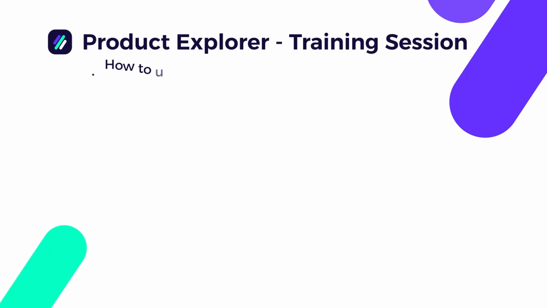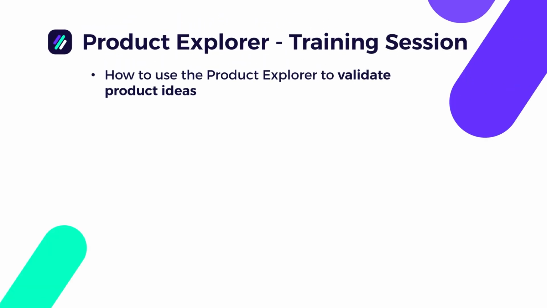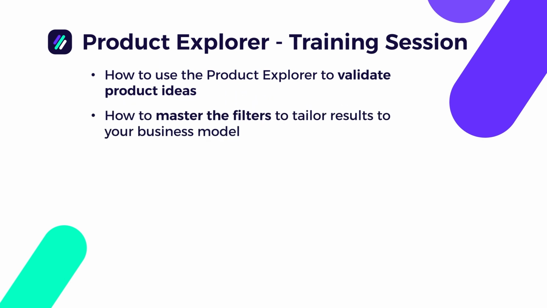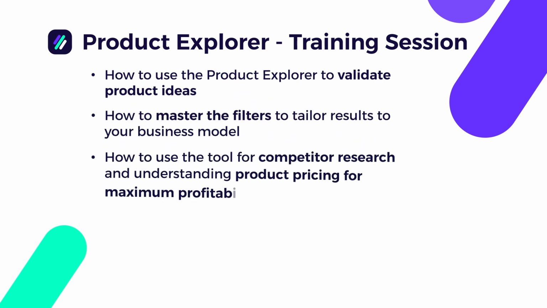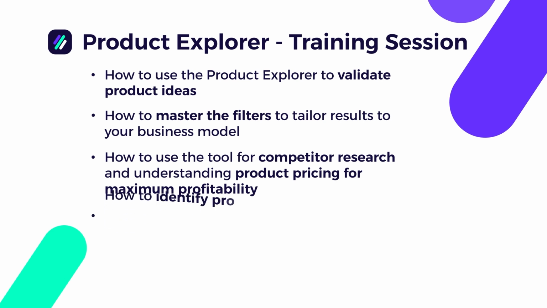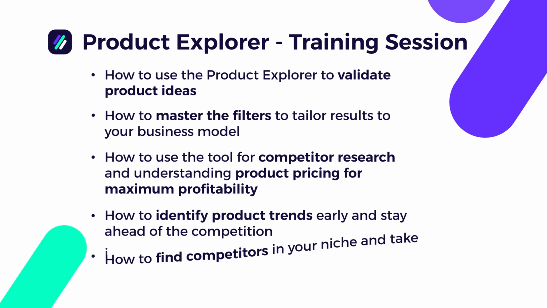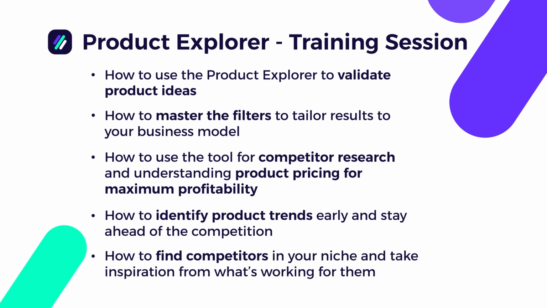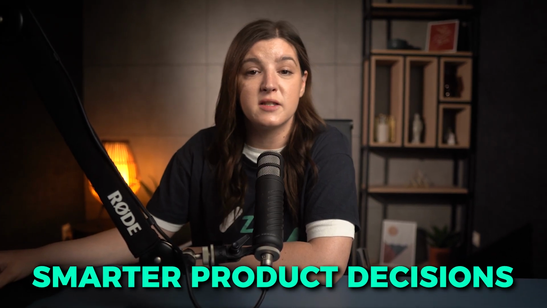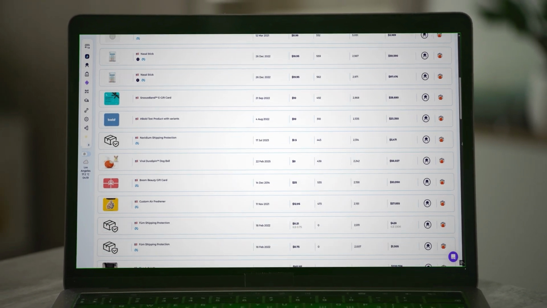So here's what we'll cover in this video: how to use the Product Explorer to validate product ideas, how to master the filters to get results tailored to your business model, how to use it for competitor research and to understand product pricing for maximum profitability, how to identify product trends early and stay ahead of the competition, how to find competitors in your niche and take inspiration from strategies that are working for them. By the end of this video, you'll be able to make smarter product decisions based on data, not guesswork. All right, let's get started.